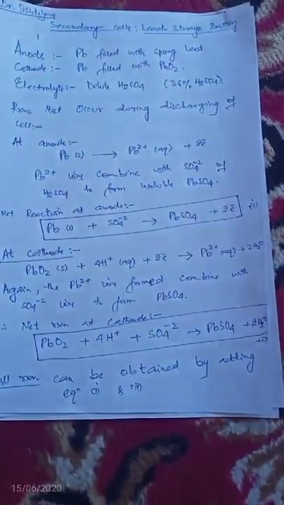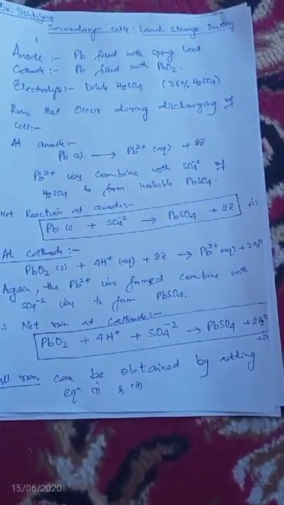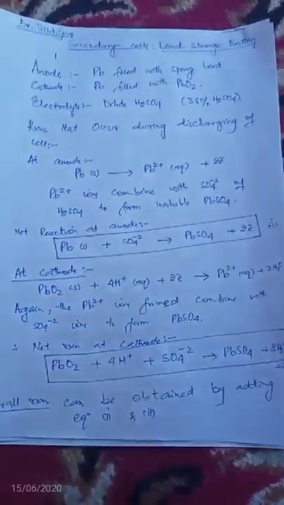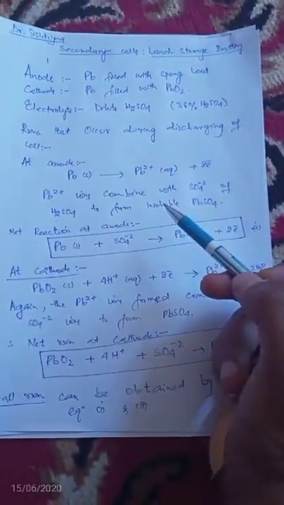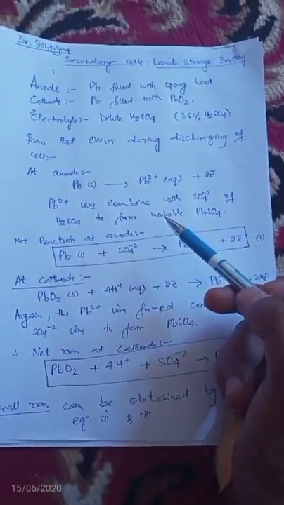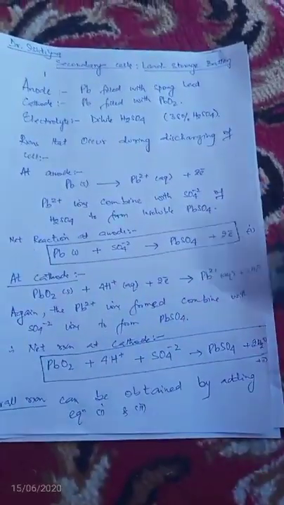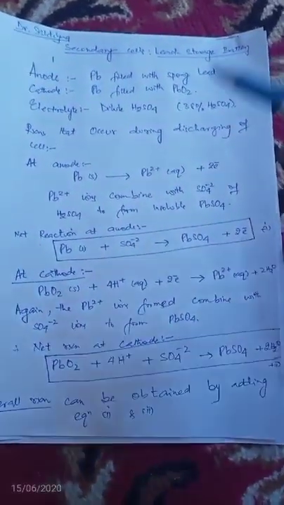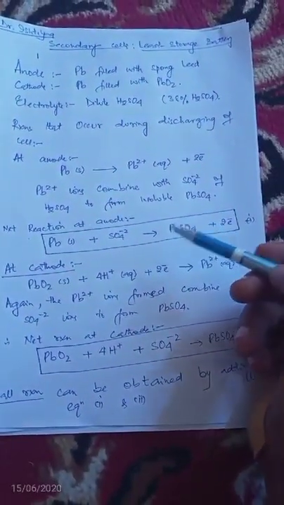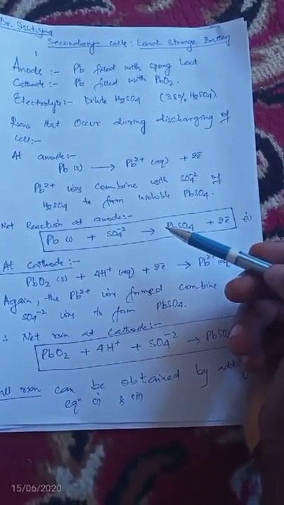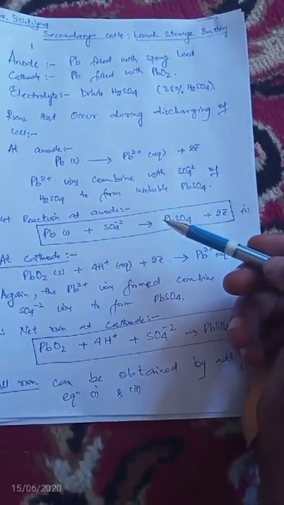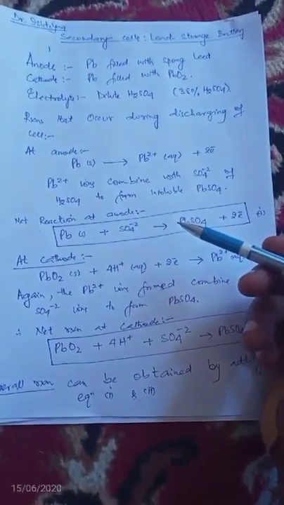So before discussing the reactions that occur at the anode and cathode of the cell, okay, I must tell you that this cell acts as both electrochemical and electrolytic cell. When the cell is in use or during the discharging of the cell, this cell is acting as an electrochemical cell. In that case, the chemical energy is converted into the electrical energy. Whereas when the cell is being recharged, it acts as an electrolytic cell, because in that case, the electrical energy is being converted into the chemical energy.